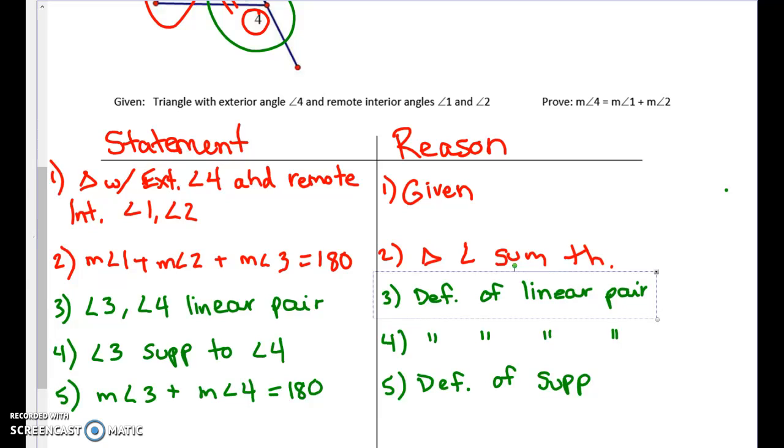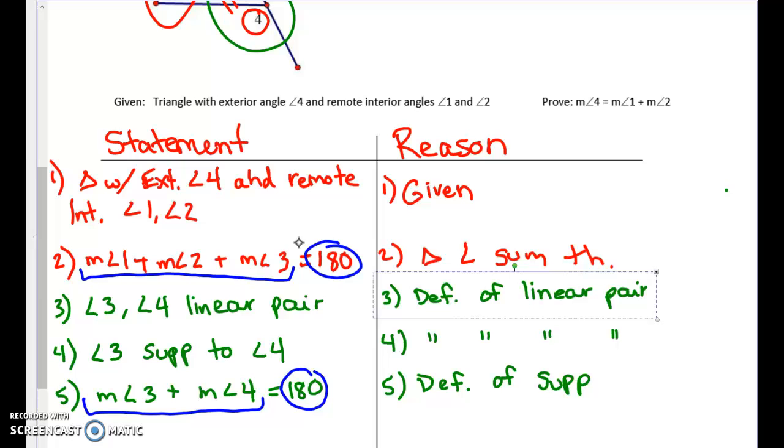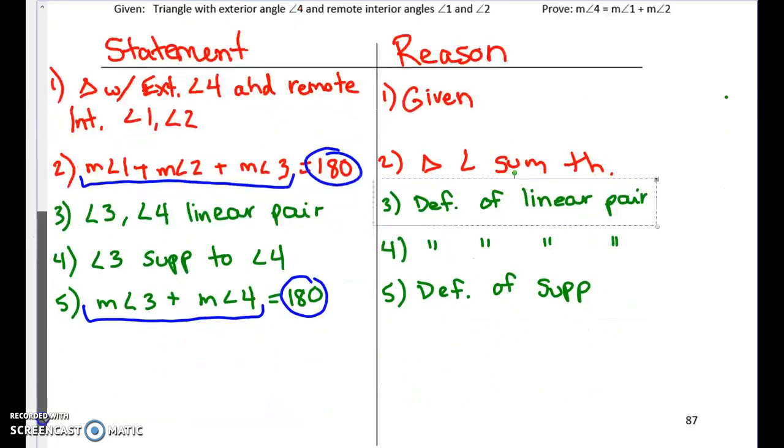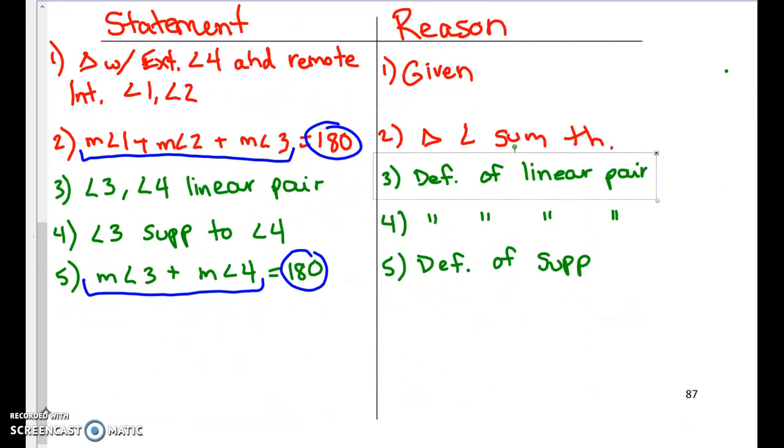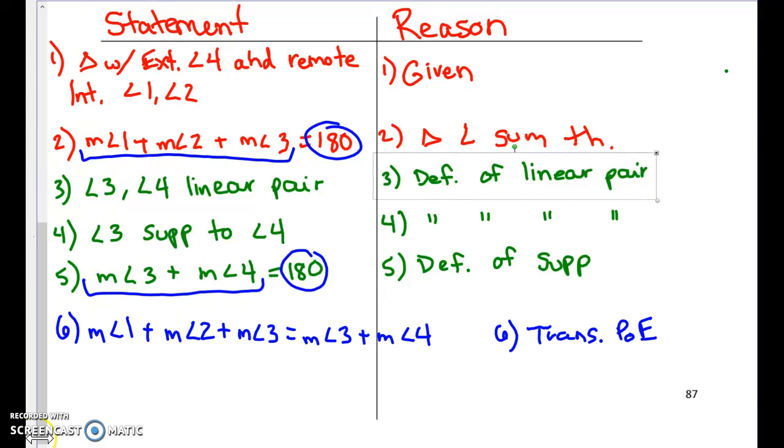Now, something really awesome has happened. I've got two large phrases, here and here, and they're adding to the same number, 180 degrees, right? Well, when I've got two phrases that are adding to the same number, I can set them equal to each other by the transitive property. And so that's what I'm going to do.